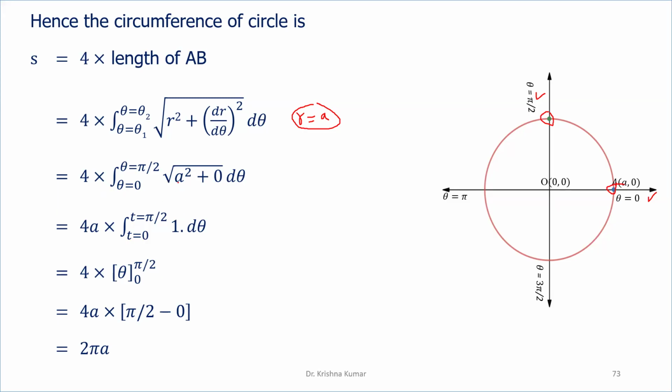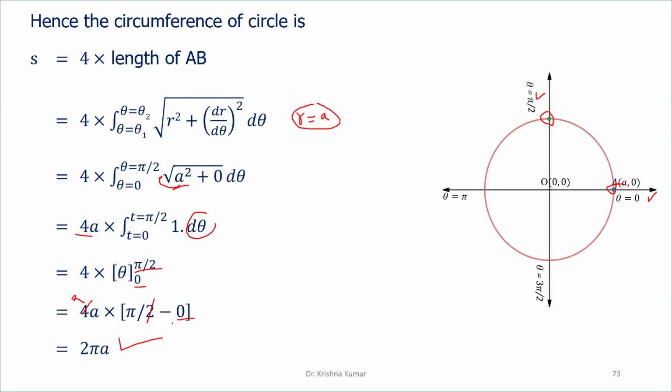Since a is constant, we take a square outside, and if we take it outside the root, it becomes a. So we have taken 4a outside, and what remains is 1. The integration of d theta with respect to theta is nothing but theta, with lower limit 0 and upper limit pi by 2. So it can be written as 4a into pi by 2. Again, the 2 and 2 will cancel. So we have 2 pi a, which is the desired circumference of the circle.